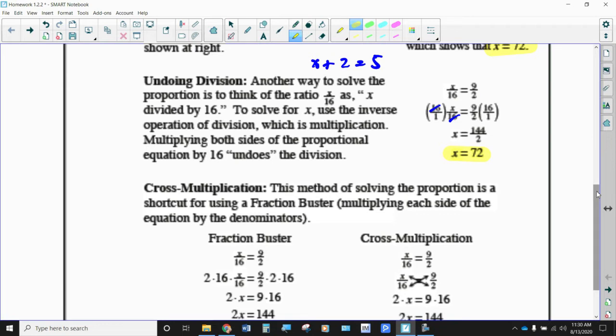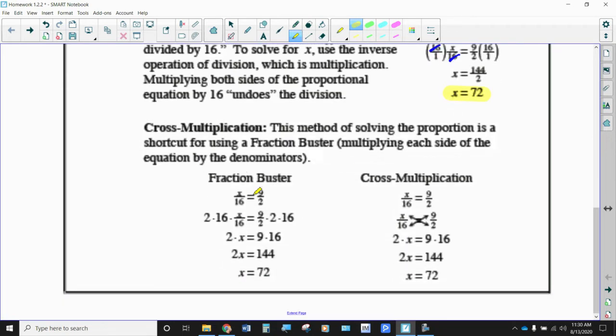I like the giant 1, and I also like the cross multiplication. And cross multiplication is essentially fraction busters. When you multiply straight across, what you're essentially doing is multiplying the left side times 2 over 2, and the right side times 16 over 16, which gives you a common denominator. So all you really have to do is compare what's in the numerator. So that's essentially what's happening here, but you cross multiply, you get 2x equals 144, and then at the end, divide each side by 2, and you get the same answer.